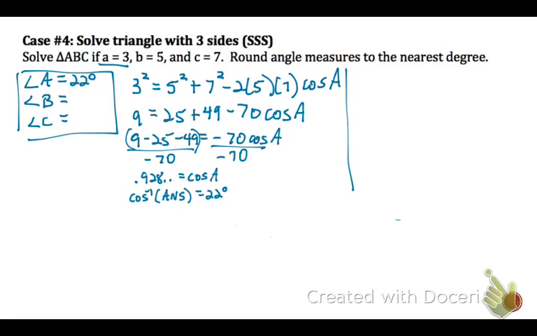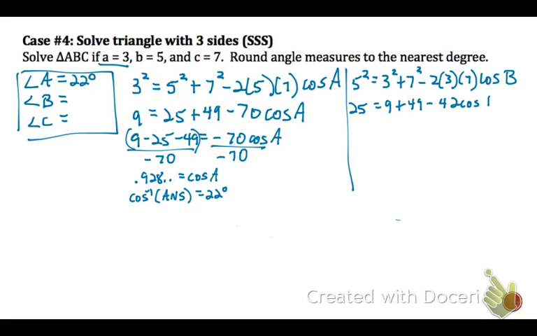All right, now to solve for our second one, let's set up with the law of cosines again. So it's B, so we'll say 5 squared equals 3 squared plus 7 squared minus 2 times 3 times 7, and now we're trying to find the cosine of B. So 25 equals 9 plus 49 minus 42, multiplying those together.